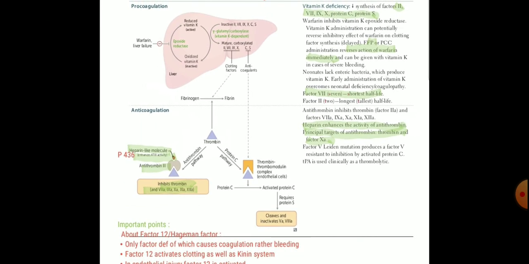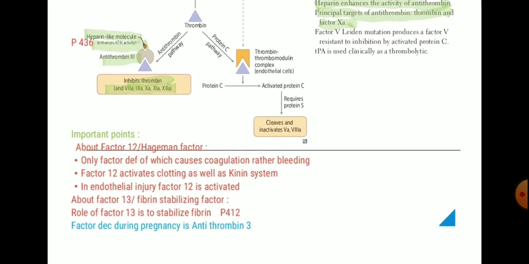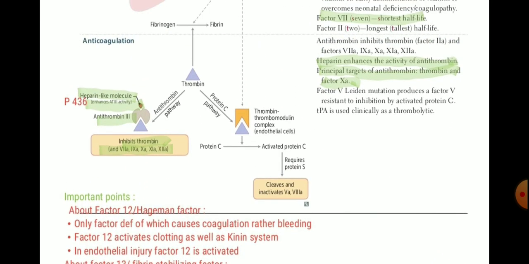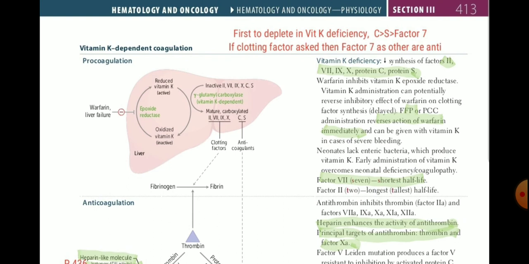Warfarin and heparin mechanisms, and factors: for warfarin it is PT, for heparin it is APTT, and the mechanism of antithrombin 3 and certain important factors like 12 and 13 are the MCQs from this page. And for the depletion of vitamin K dependent factors, the order is protein C, protein S, and then factor 7. And if specifically asked about clotting factors, then factor 7 should be preferred, because protein C and S are anticoagulants. Thank you.